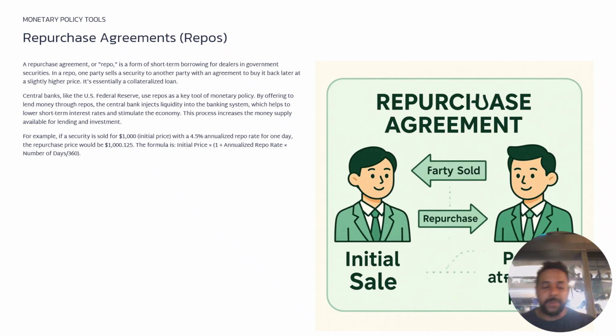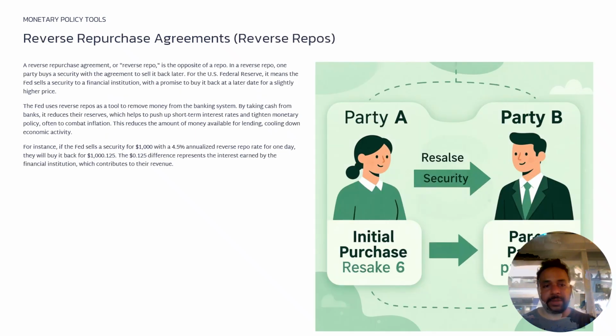Then we're going to talk about repos. In short, it's buying a security from another party, with an agreement to buy back at a slightly higher price. Next will be the reverse repo. Basically, it's when a party buys a security with the agreement to sell it back later.